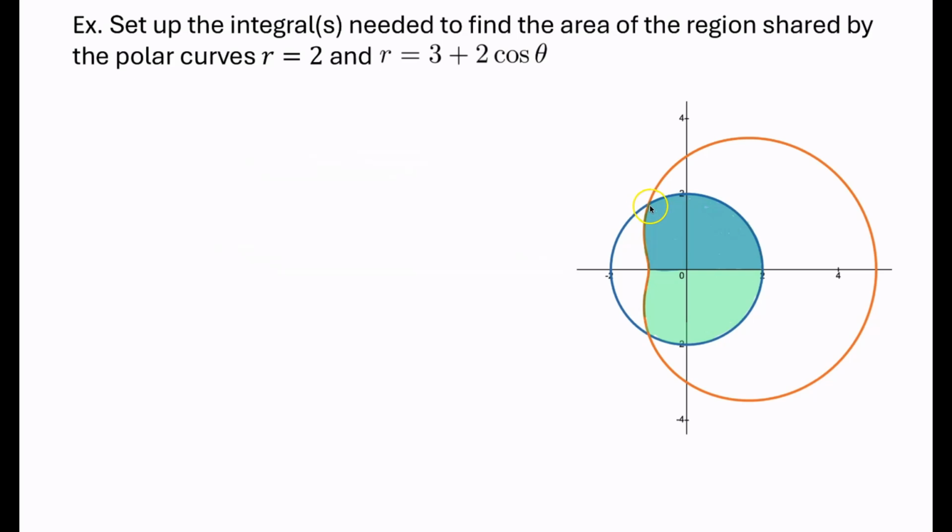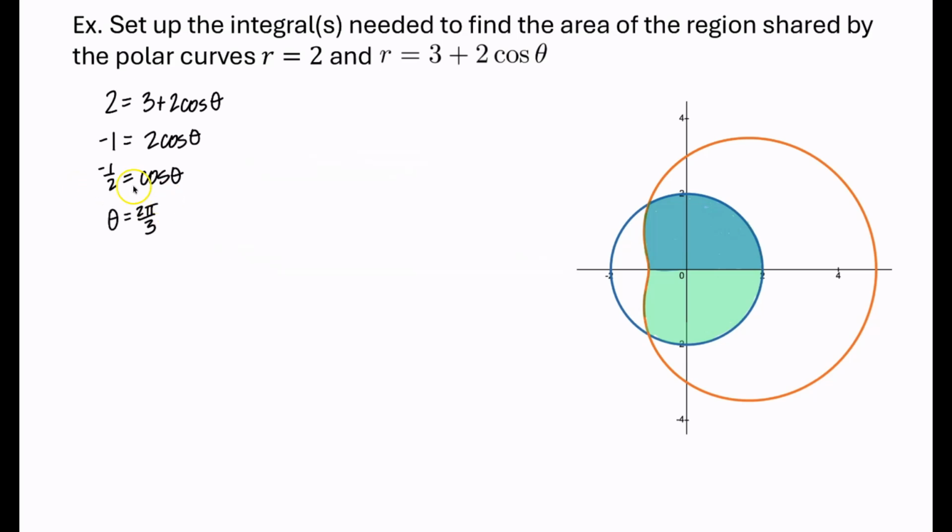So we really need to find this point of intersection here. We're going to set the two functions equal to each other. 2 equal to 3 plus 2 cosine theta. First, I'm going to subtract the 3. So I'm going to have -1 equals 2 cosine theta. Divide by 2, so -1/2 equals cosine theta. We can see that we're over here in quadrant 2. So the angle in quadrant 2 that I substitute into cosine to get out -1/2 is 2 pi over 3.